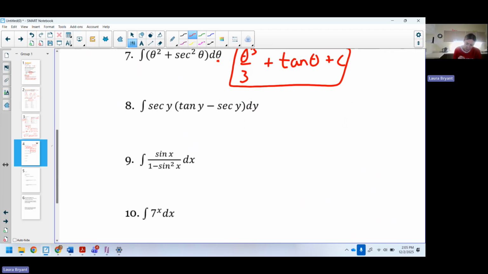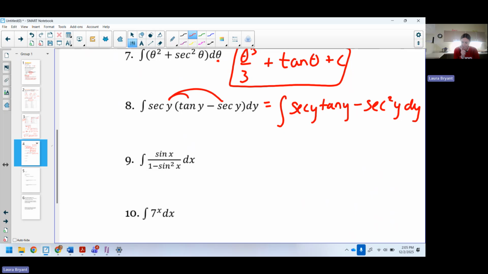Number 8 looks like a product rule, but we're not going to do a product rule because we don't have a way to do that with integrals. We're going to have to distribute this. By the way, we will learn a way to undo product rule, quotient rule, and chain rule. It's like an entire process. Okay, so integral of secant tangent becomes secant. Integral of secant squared is tangent.